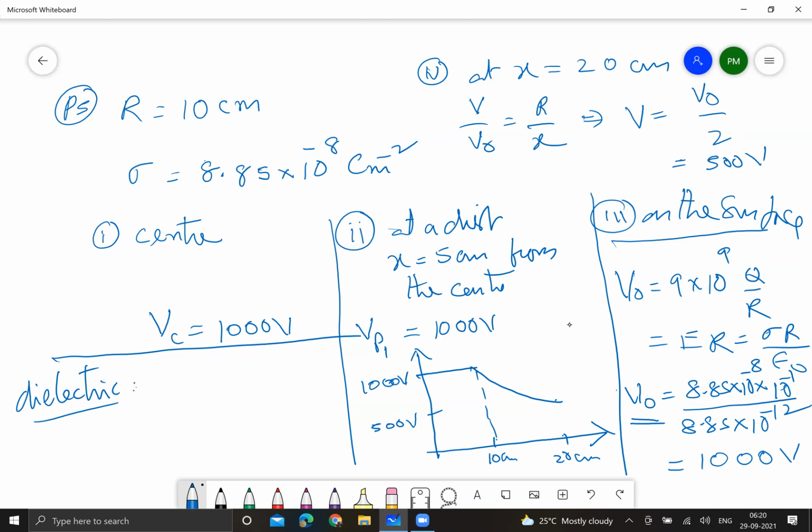So if it's a dielectric spherical charge distribution, then VC, already I gave you the relation 3 by 2 V naught. Do you remember? Yes, sir. If it is given directly, of course, you have to do the problem. That formula you have to substitute and simplify. So 3 by 2 into Q by 4 pi epsilon 0 R. Then it is 3 by 2 into 1000. So it is, I think, 1500 volts.